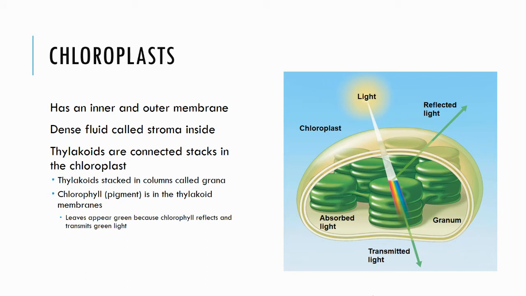So here is our chloroplast. Again, it has an inner and outer membrane. There's a fluid inside called the stroma. And then also inside we have thylakoids, which are connected stacks in the chloroplast. Each grouping or stack of thylakoids is called a grana. And there also is the pigment chlorophyll that's found on the thylakoid membranes. And the leaves actually appear green because chlorophyll reflects and transmits green light.